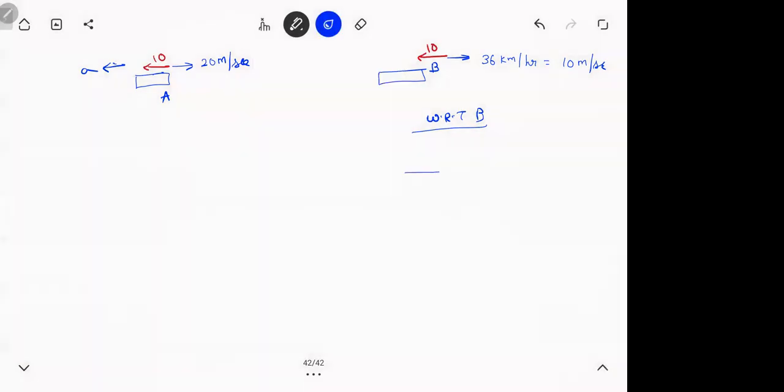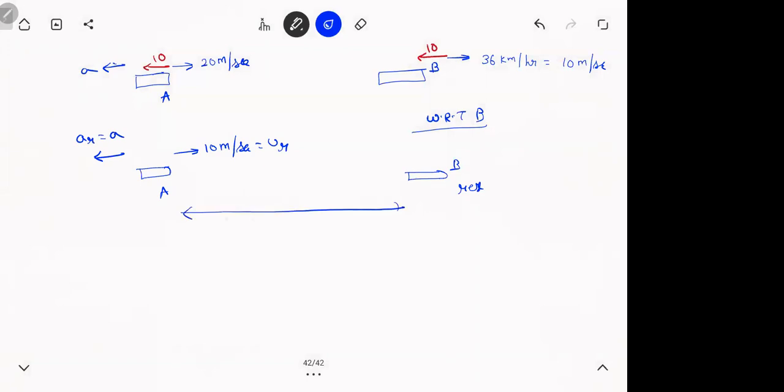So what will B think? B will think, okay, I came to rest. And it will say, A is coming towards me with 10 meters per second. This is your U relative. Acceleration is backward. That is A relative is A. So this distance, 500 meters, is S relative. Now, when this train is coming towards me, you want to avoid collision, meaning it should just come and stop here.